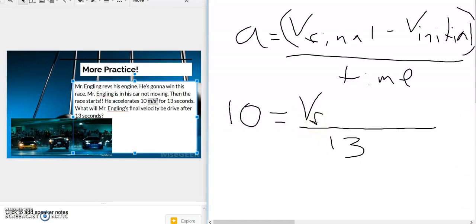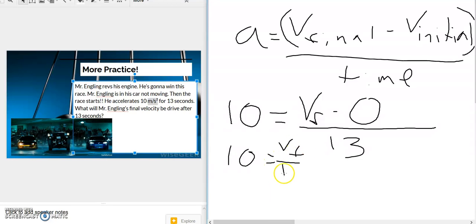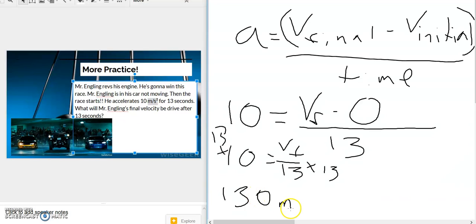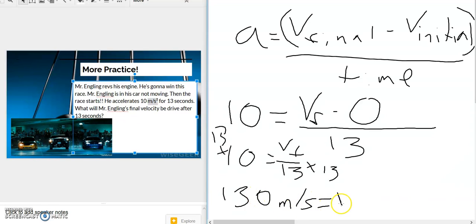That means they must have given me an initial velocity at some point. And they did. If you look at the problem, it says Mr. England is in his car not moving in the beginning. If I'm not moving, I don't have velocity. So that's VF minus 0. So that is 10 is equal to VF over 13. So we multiply both sides by 13. And when we do that, we have 130 meters per second. It's equal to our final velocity.